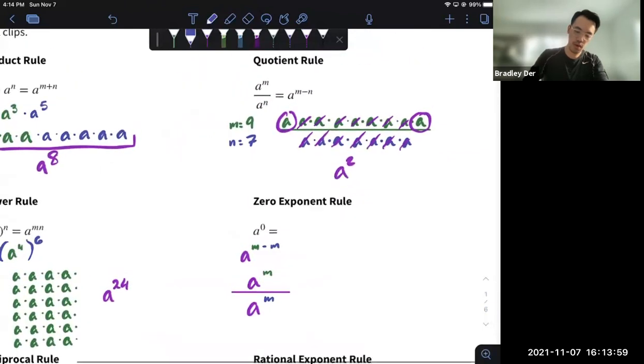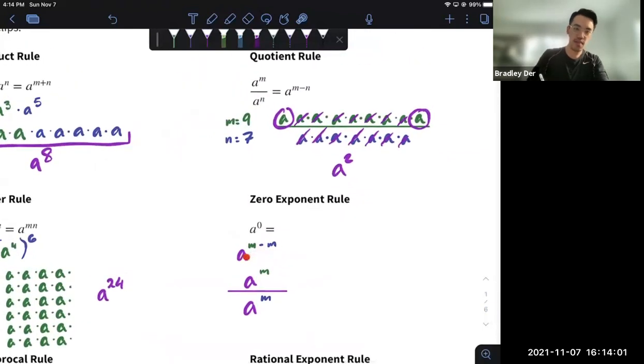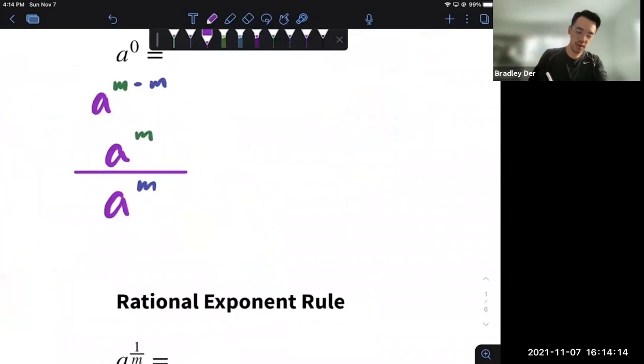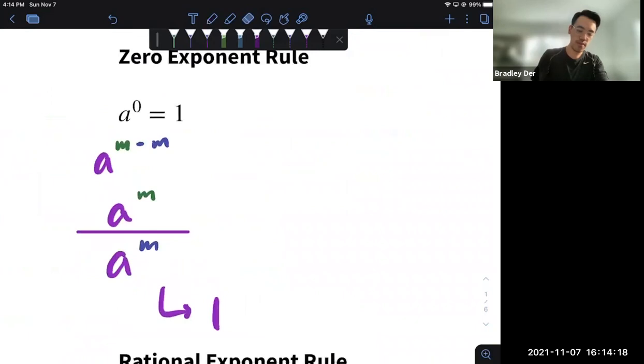I'll zoom out for a sec, but all we're using here is the quotient rule. Once you set it up like this, we're using the quotient rule and then rewriting to fit the left-hand part of the quotient rule, so a to the m over a to the m. If you just reduce, that reduces out to 1. So that's where our 0 exponent rule comes from: a to the 0 is equal to 1, and that is true for any positive base a.